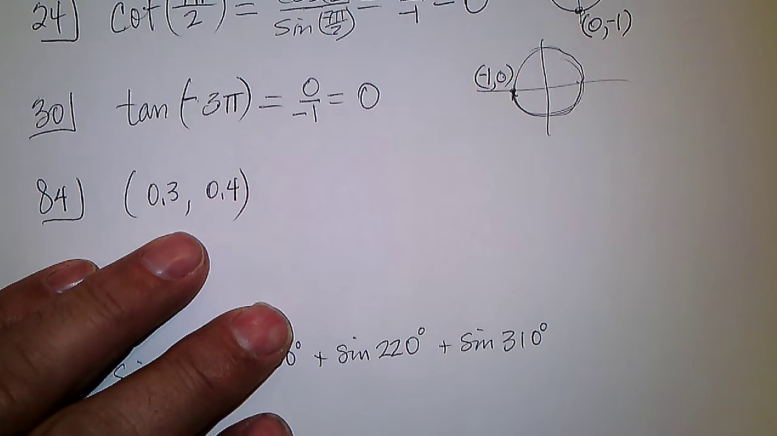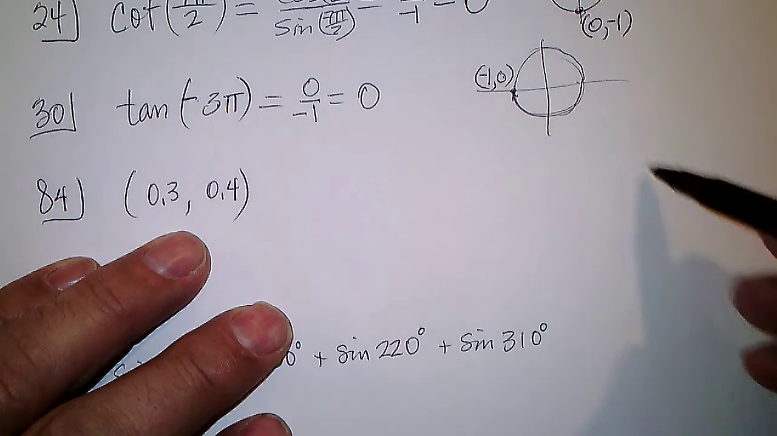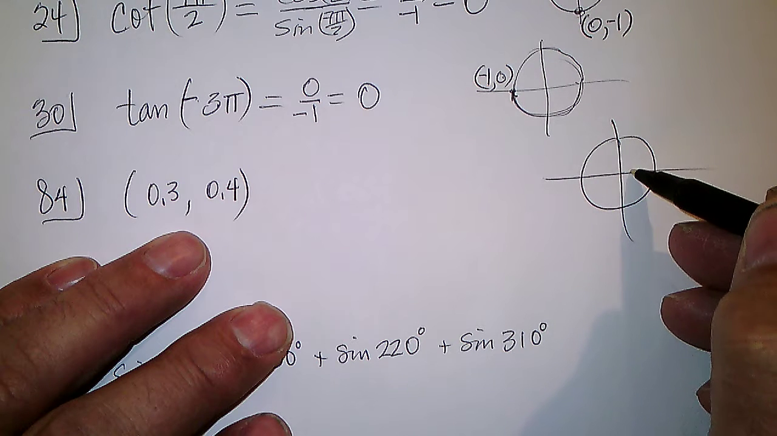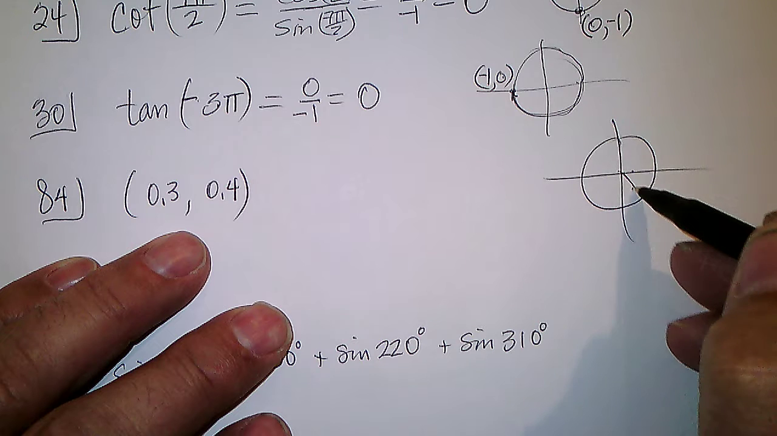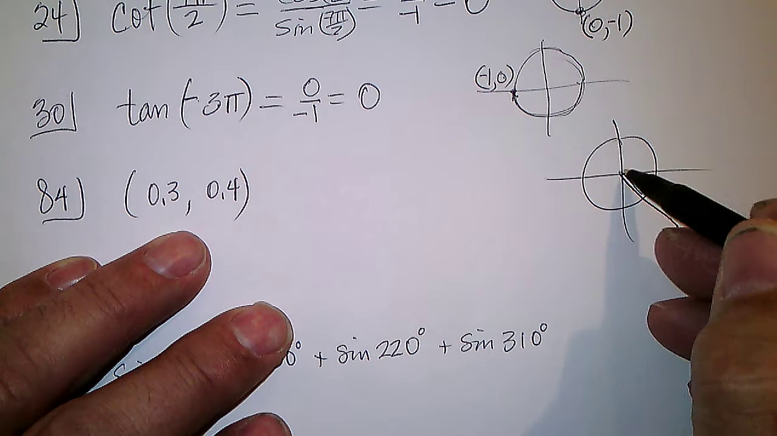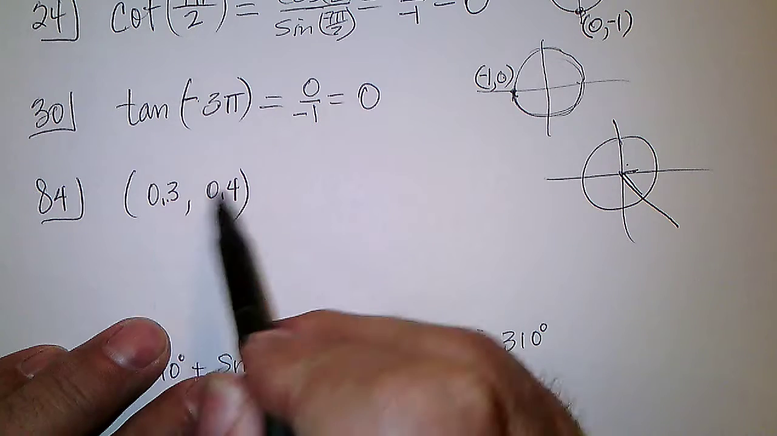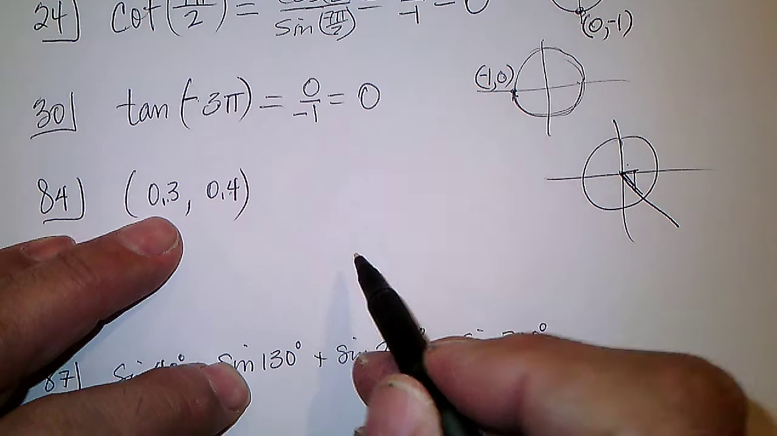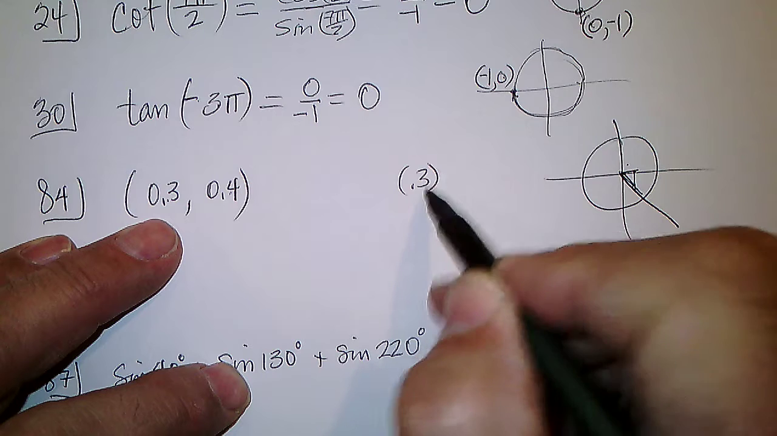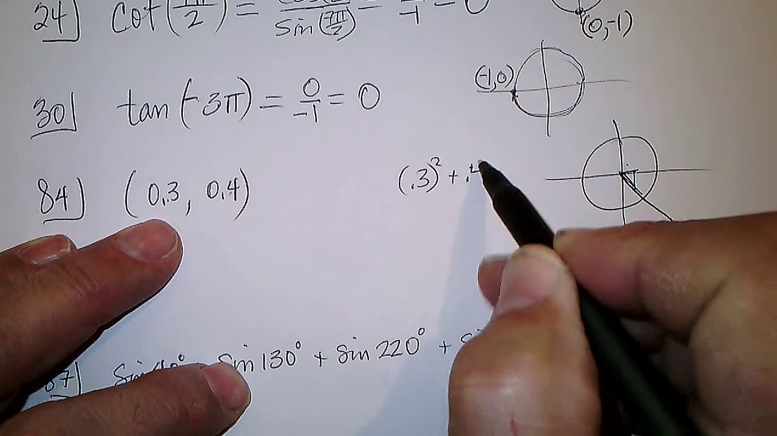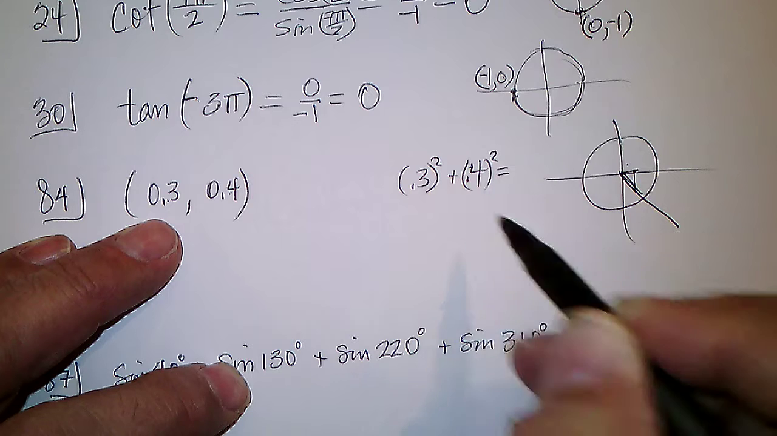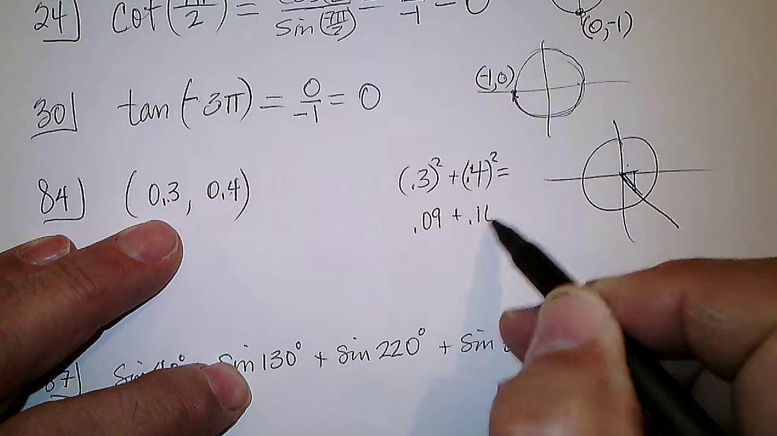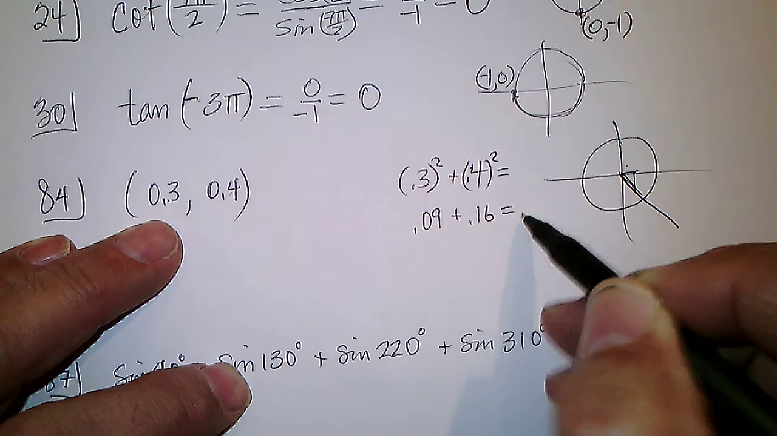And then if this is on the terminal side of an angle, so it's at 0.3, 0.4, so that's out here someplace, but the radius would be that squared plus that squared. If I go 0.3, 0.4, I'm not going to get to 1. In fact, 0.3 squared plus 0.4 squared is not 1.